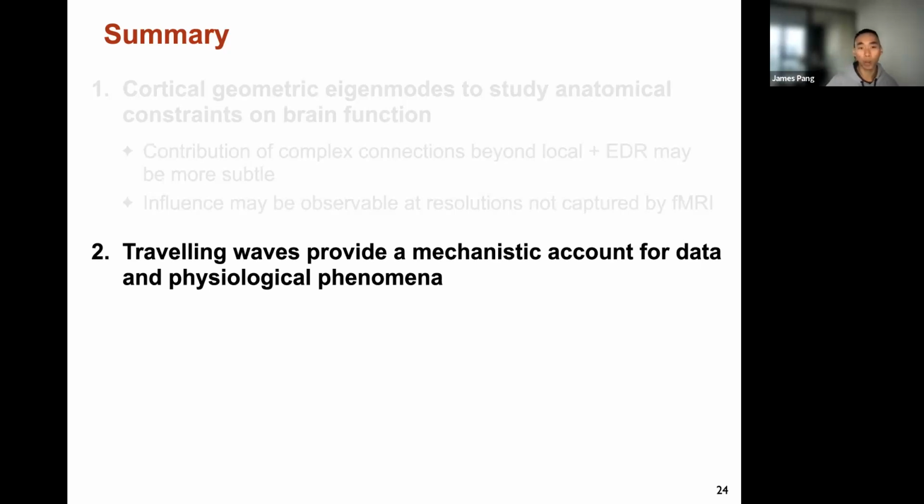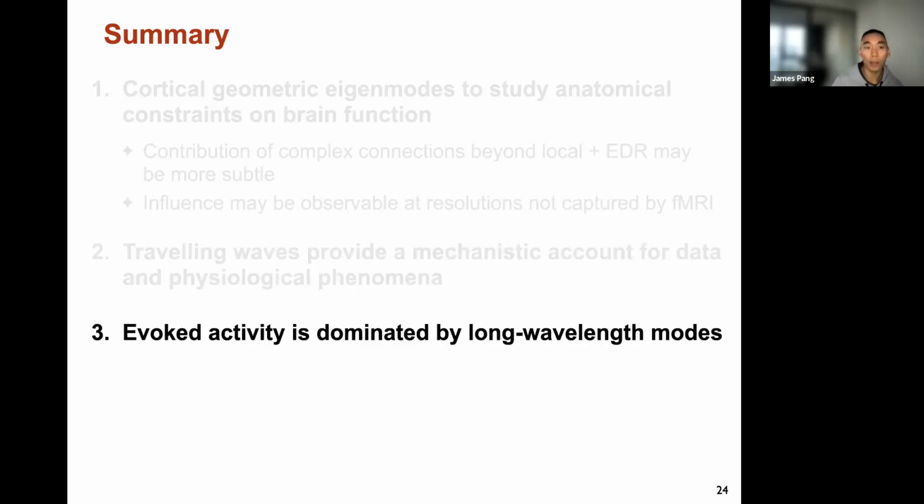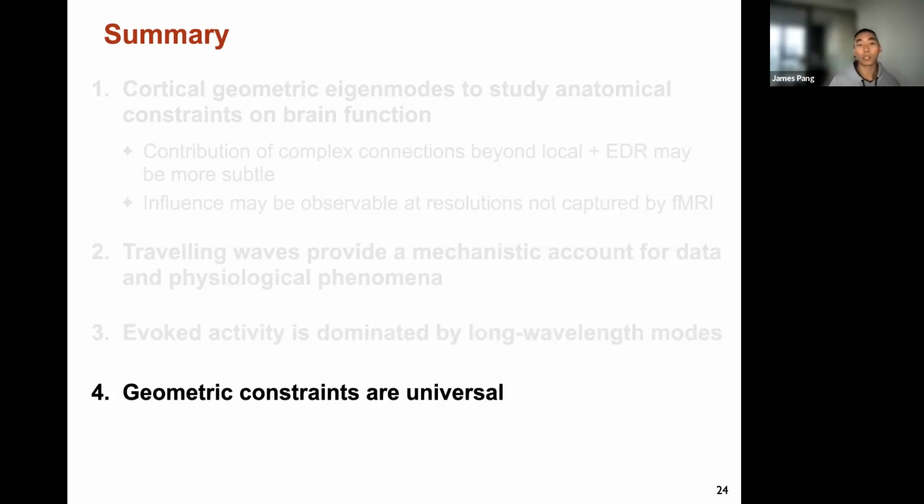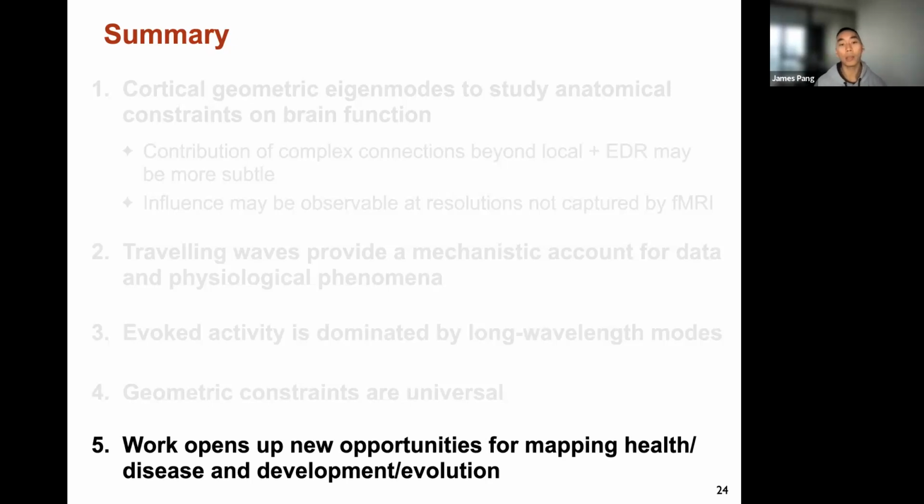We've also shown that traveling waves can provide a really simple but highly efficient mechanistic account of data and physiological phenomena, and that task-evoked activity in fMRI is dominated by these long wavelength modes, and that the geometric constraints that we found are pretty universal, because we can find them in both cortex and subcortex. And most importantly, the work opens up quite a variety of new opportunities for mapping healthy and diseased brains, both in aspects of neurodevelopment or maybe even in evolution.